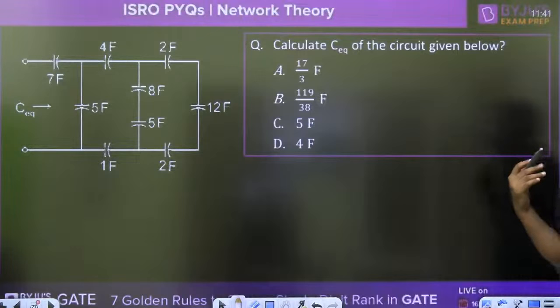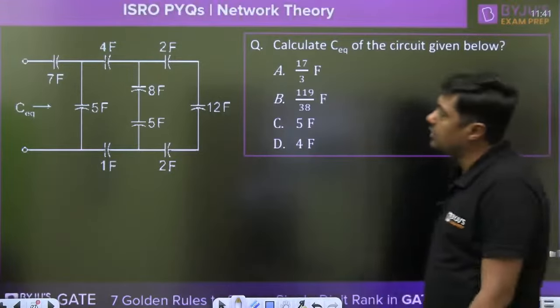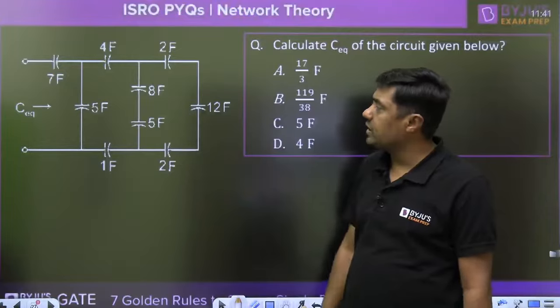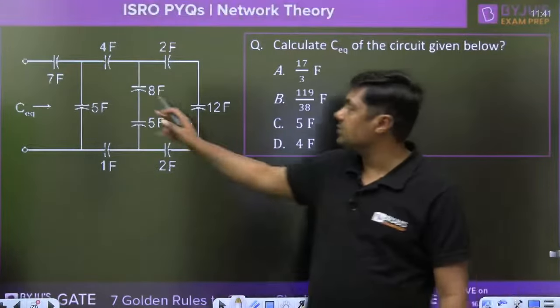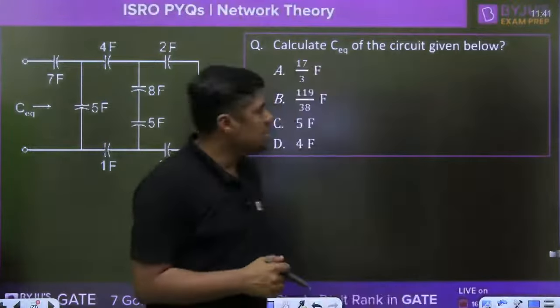This is a series and parallel connection of capacitors. 2F, 12F and 2F, these 3 capacitors are connected in series. Then this is in parallel. Then this is in series. Then it is in parallel. And finally you can find the C equivalent.